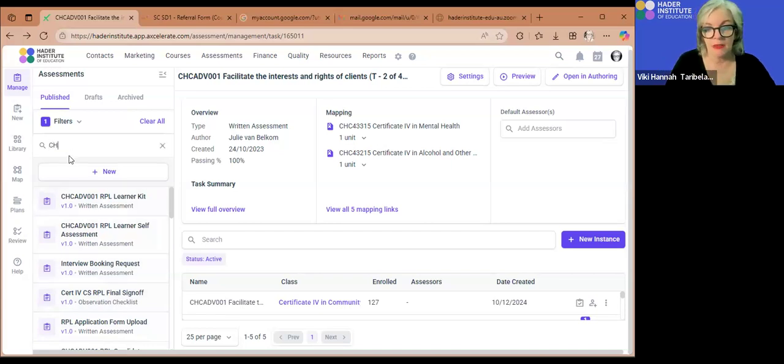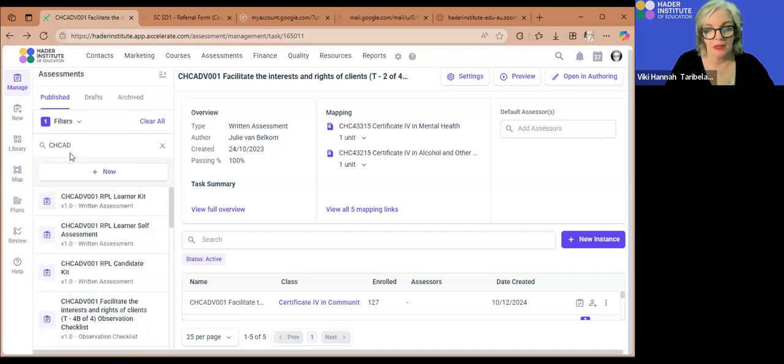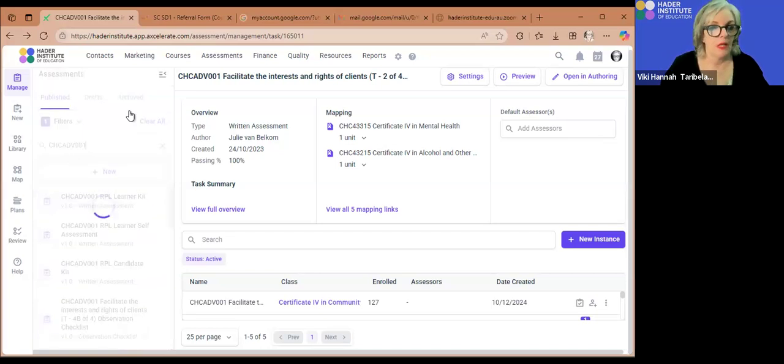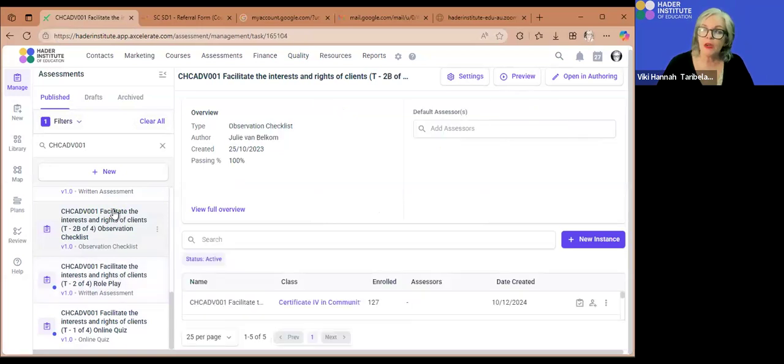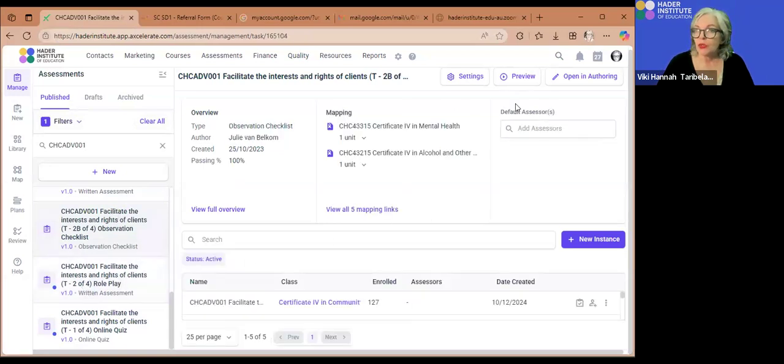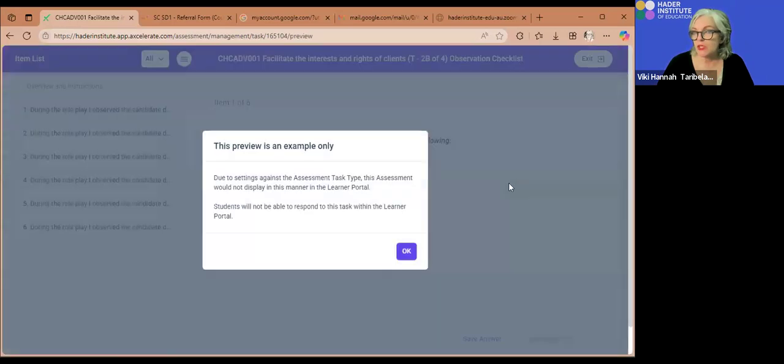So let me just take you back to how the assessor marks that. Sorry. That was task 2. So let me show you what we do behind the scenes in an observation checklist for your skills, which is what a role play is.